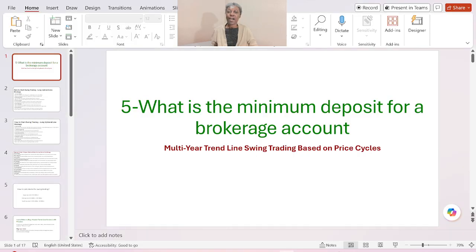Hello. What is the minimum deposit for a brokerage account? Well, if you are wondering how much you need to open a brokerage account, with some brokerage firms it could be $0. With some it could be $100. Once you create your account, the amount you can deposit in the account might vary.